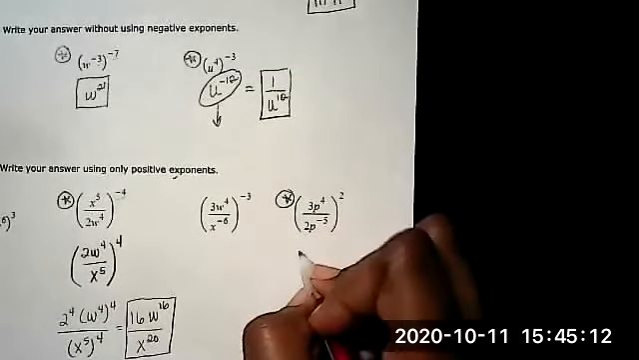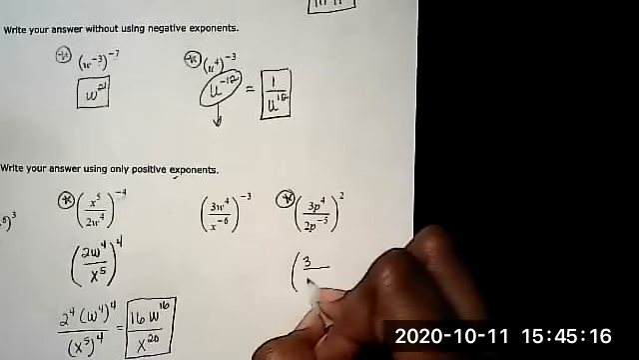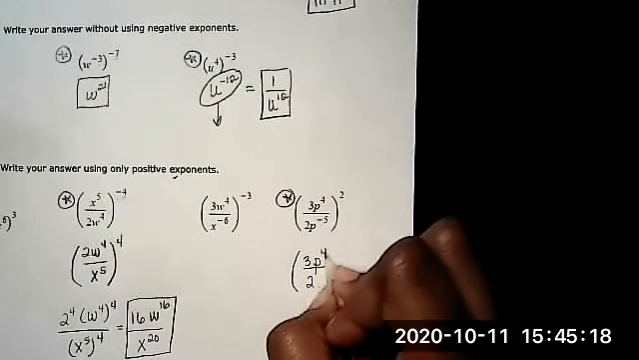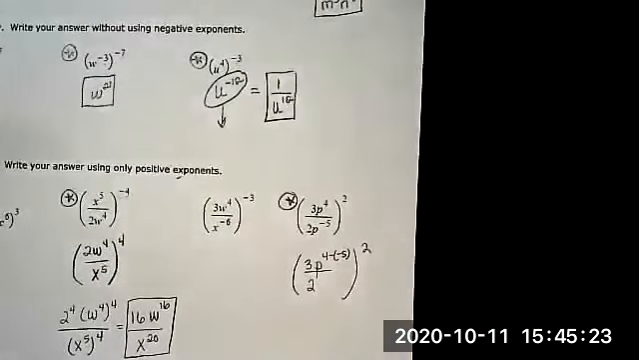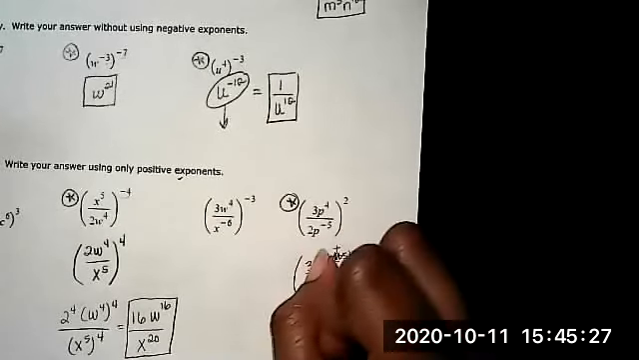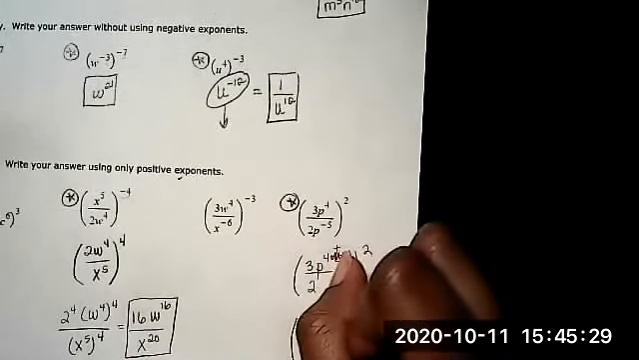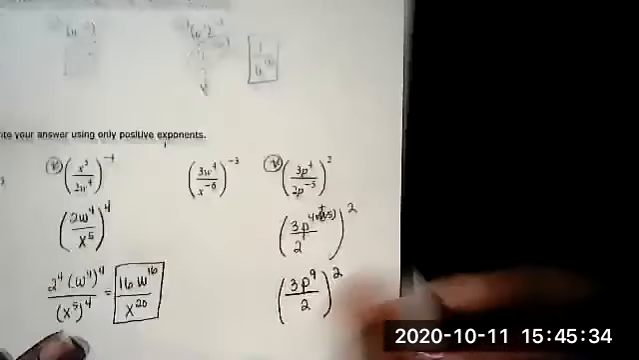Okay, so inside I can subtract 4 minus -5. I'm leaving that squared outside. And then you know that if you're minus a negative, it becomes plus 4 plus 5. So this now becomes 3p to the 9 over 2, all squared.